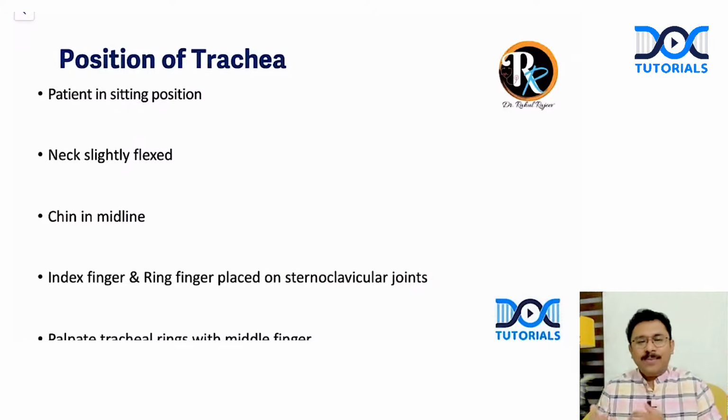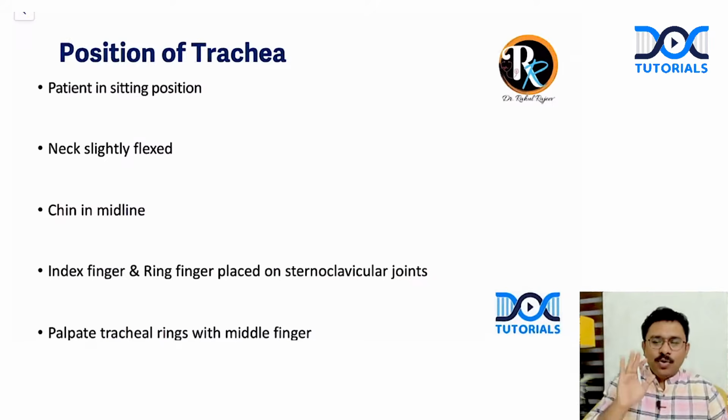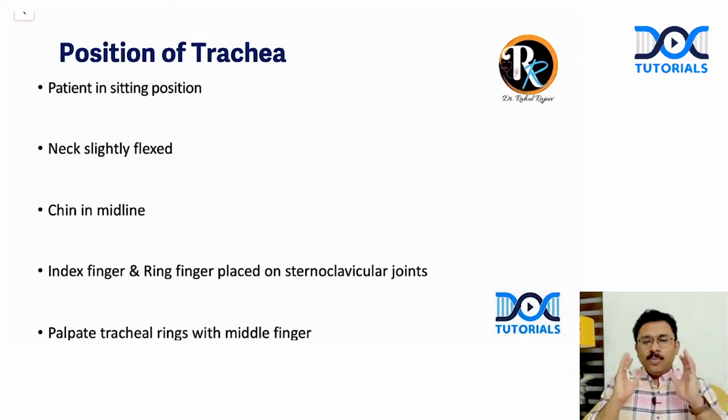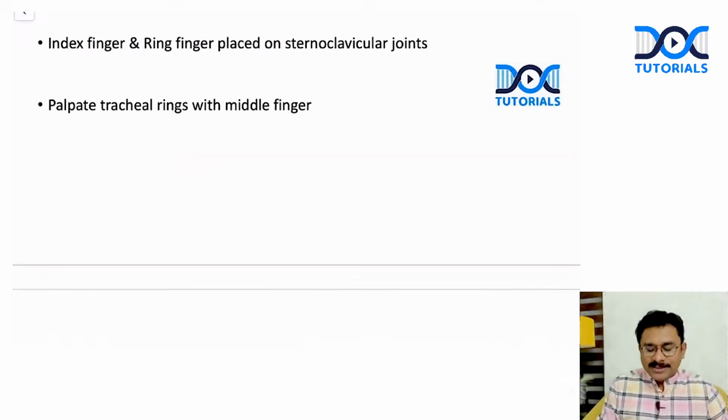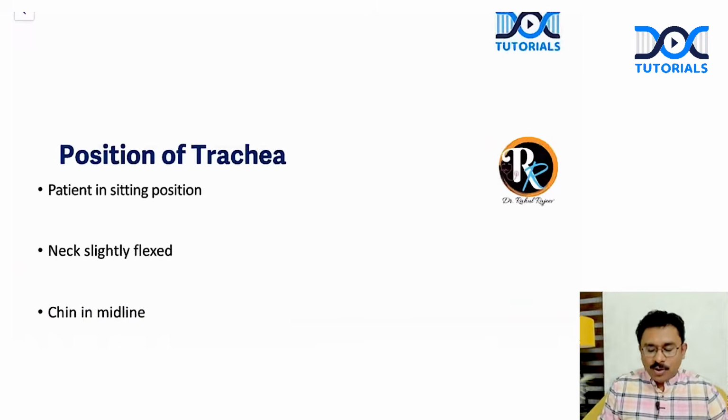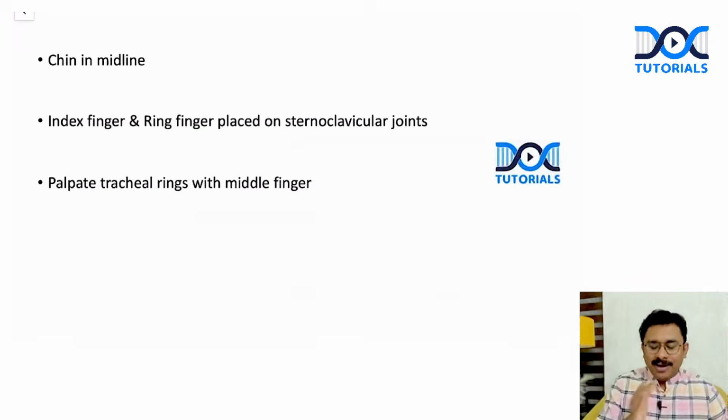And how do you palpate for the trachea? Again, the examiner is going to ask you to demonstrate it. Remember, the patient should be in the sitting position with the neck slightly flexed and the chin in the midline. The index finger as well as the ring finger are placed on two reference points, which are the sternoclavicular joints, and then with the middle finger you palpate the tracheal rings from above downwards. That is how you palpate to look for any sort of tracheal deviation.